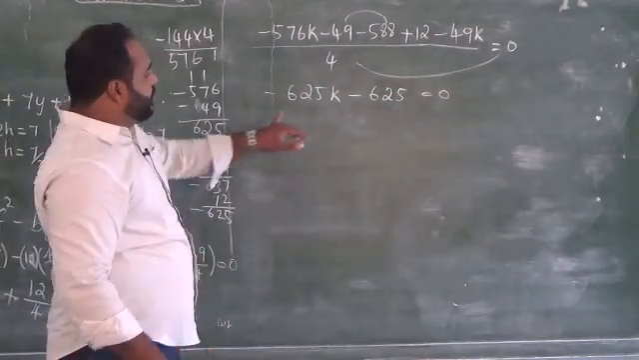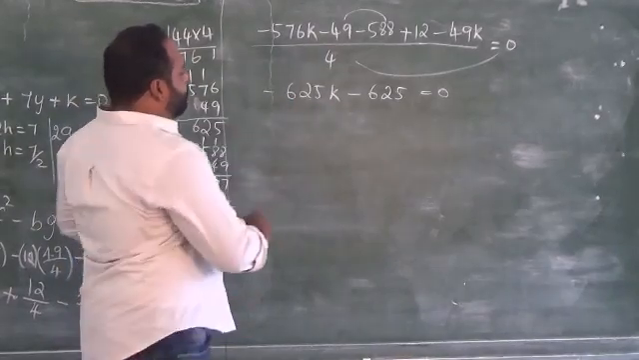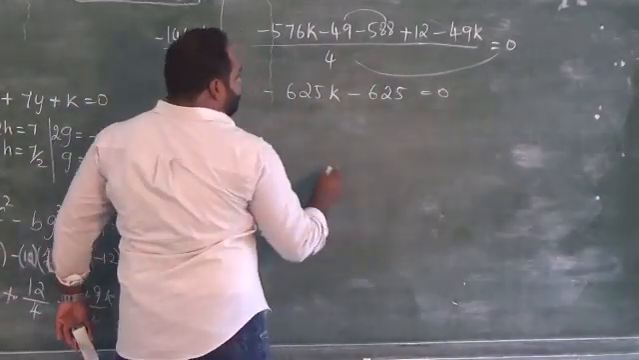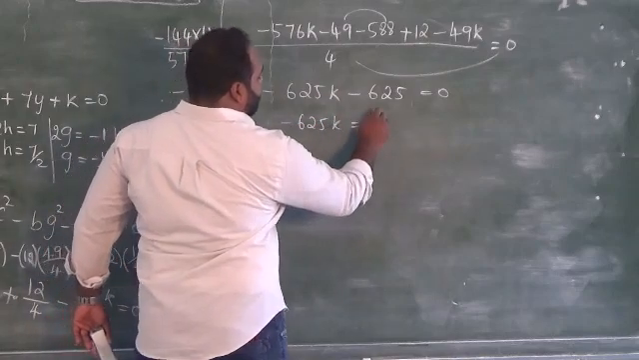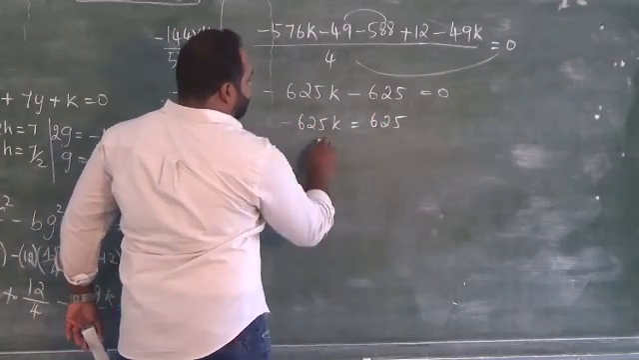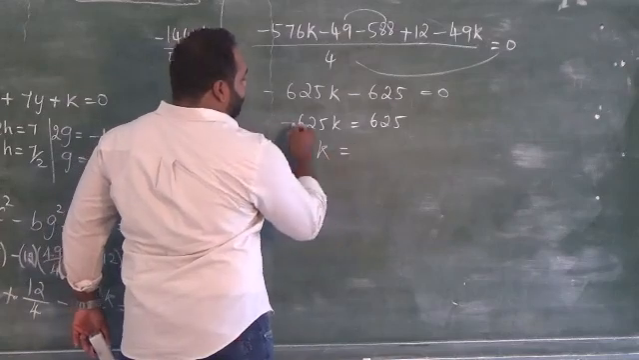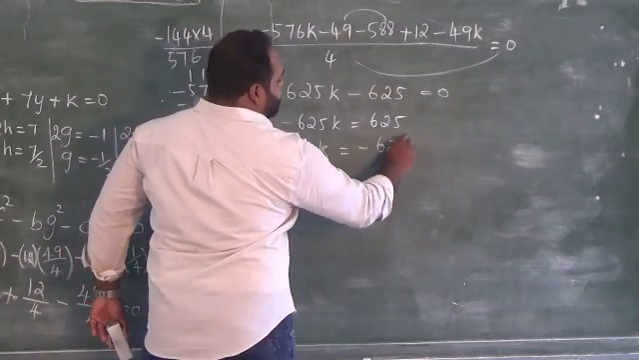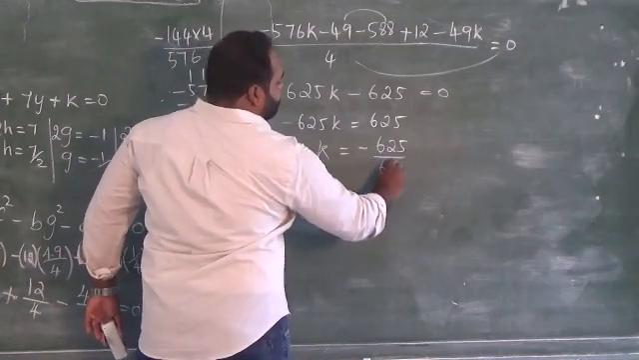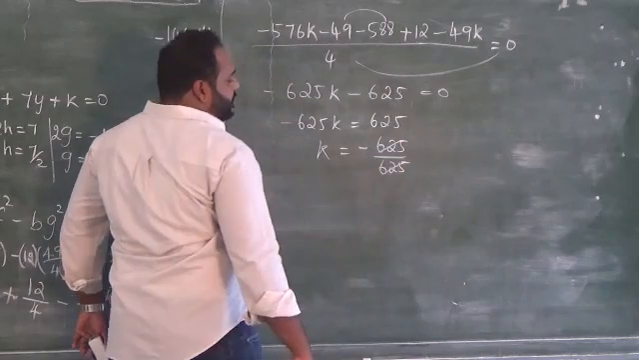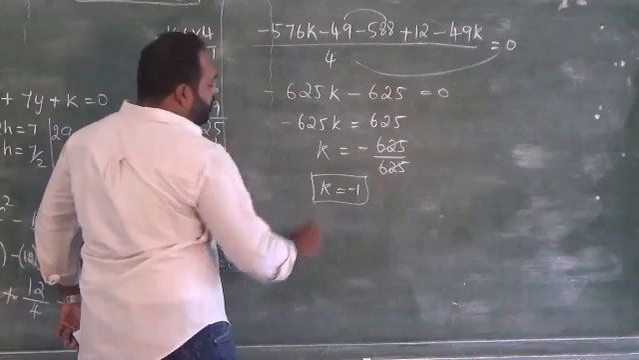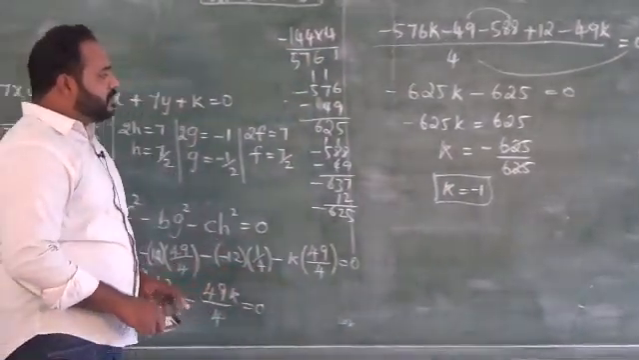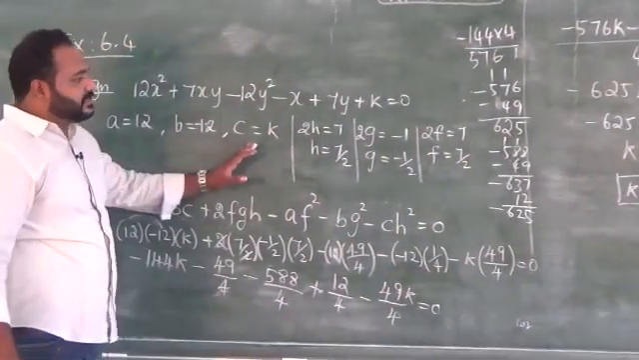So here I need the k value. I keep the k term and bring the other value to the other side: minus 625k equal to plus 625. I need only k, so minus 625 divided by 625. If I cancel this, I get the k value as minus 1. So the k value is minus 1. The first question is over.